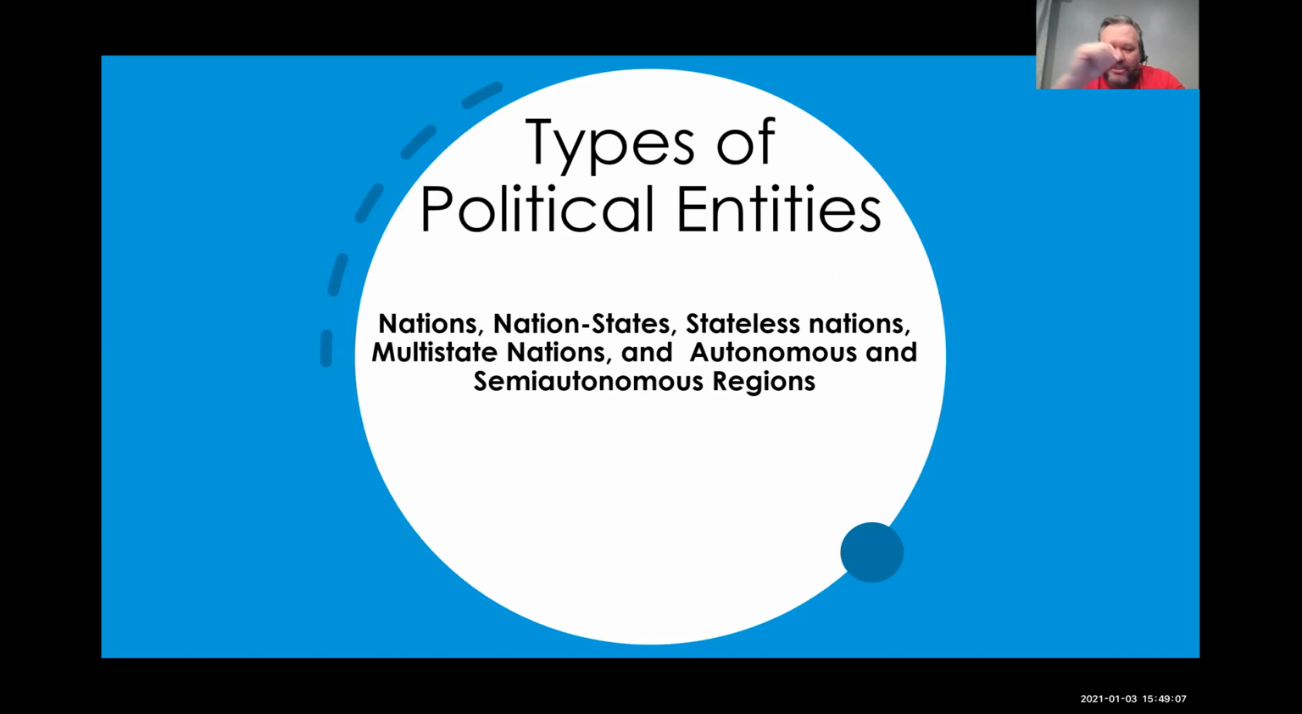So that's the first part. Now we need to define these different types of political entities, and states are one of them. That should be in here as number one. Then we're going to go through and define nation states, stateless nations, multi-state nations, autonomous and semi-autonomous regions. All of these are the vocabulary that you need to make sure you get from this video.